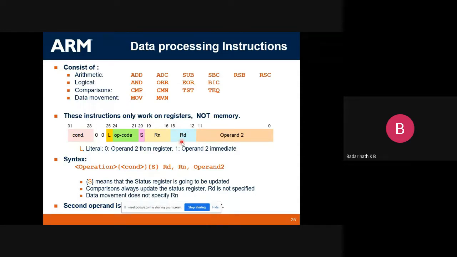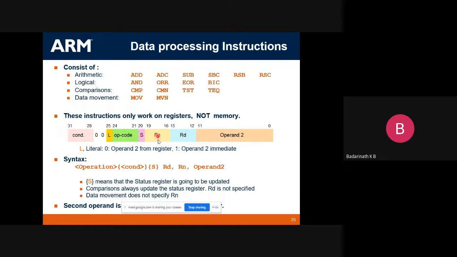We know that there are 16 registers, so 4 bits are required to represent any of the registers. That's why 4 bits are given for this one and 4 bits for this one. 2 to the power 4 is 16, so I can represent any of the registers in this space.